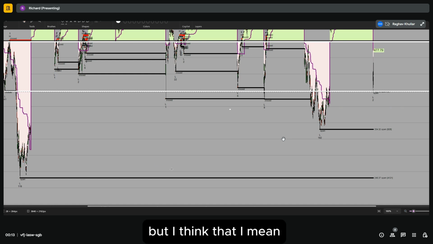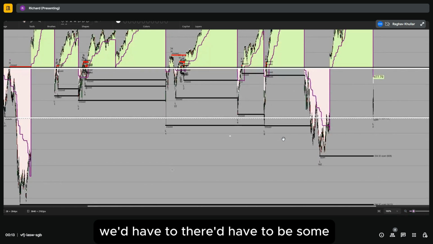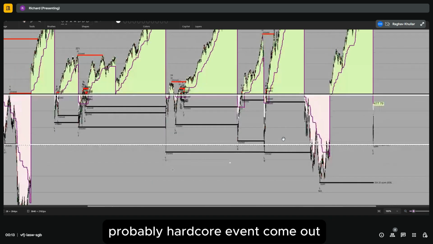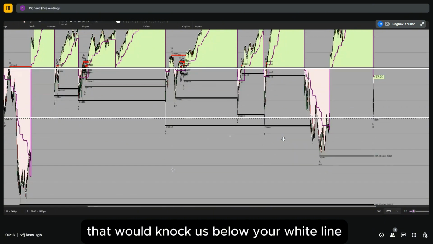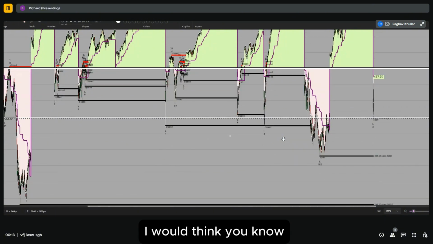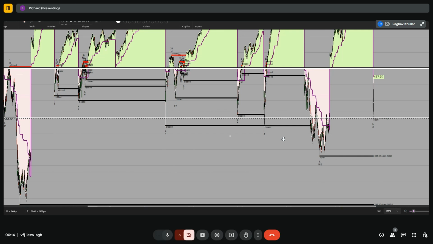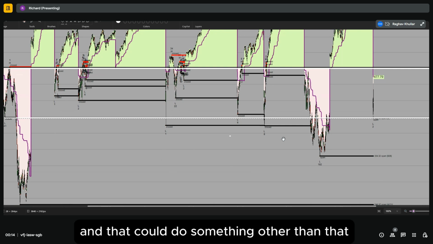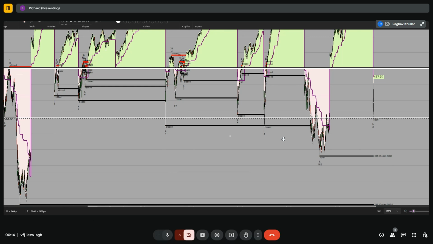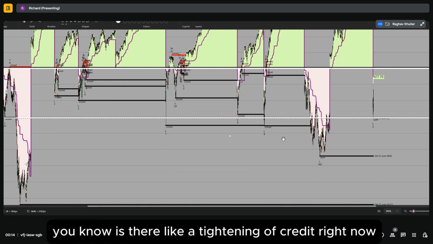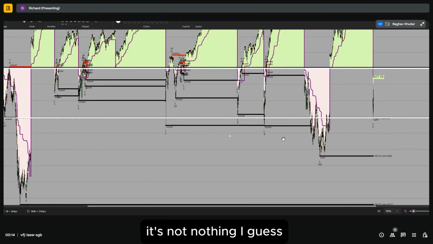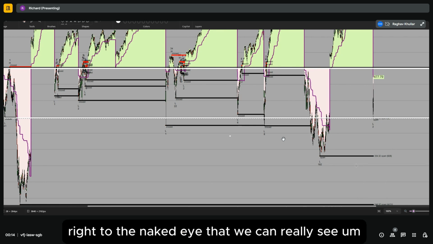But I think there'd have to be some hardcore event that would knock us below your white line. Maybe the banks will be like, oh my God, nobody's paying, but that could do something. Other than that, I definitely agree. So what you mentioned, is there a tightening of credit right now? It's nothing glaringly obvious to the naked eye that we can really see.